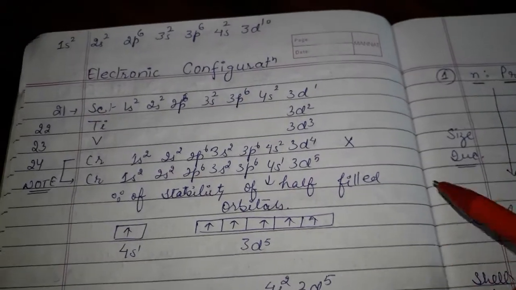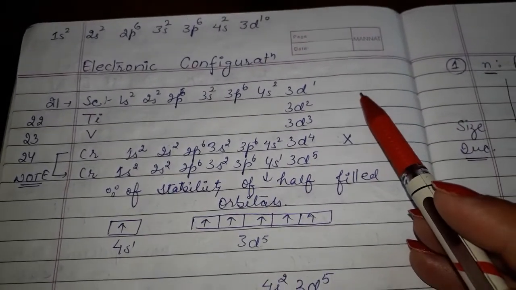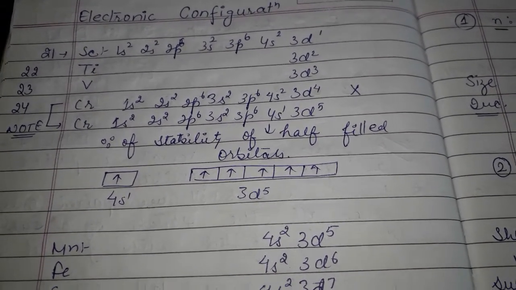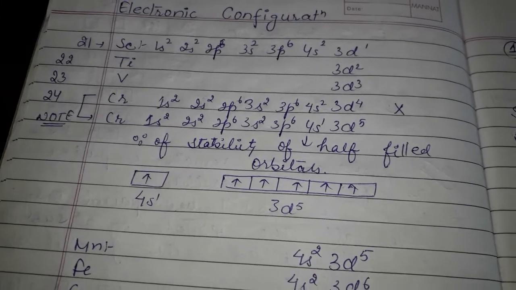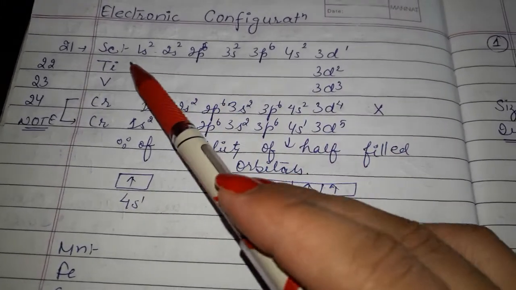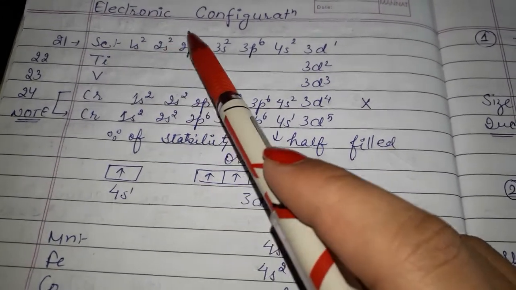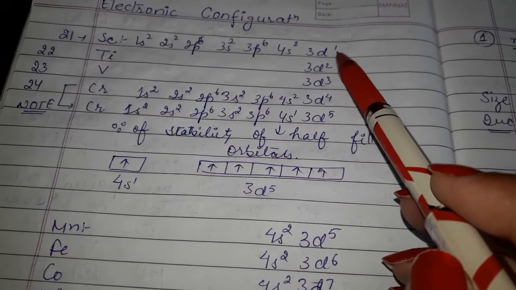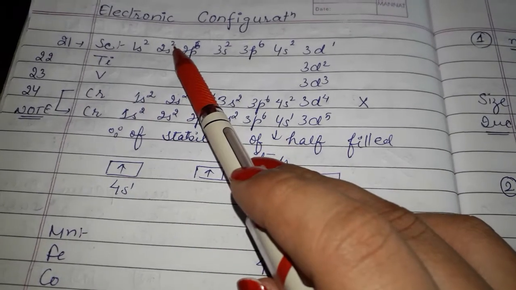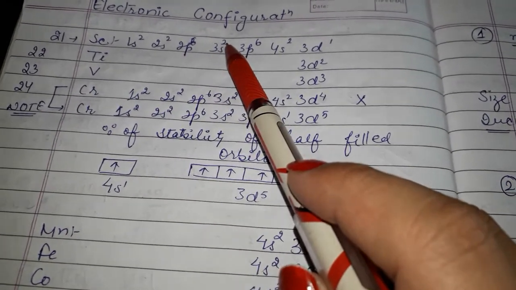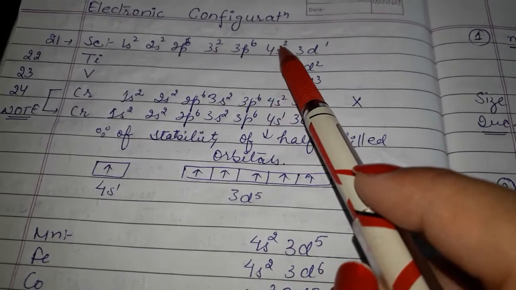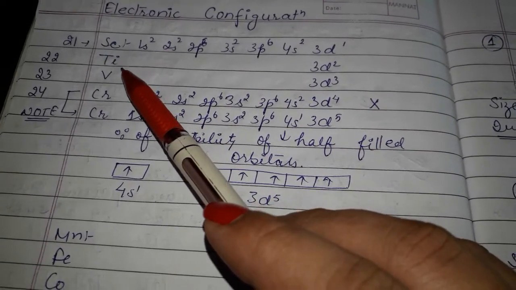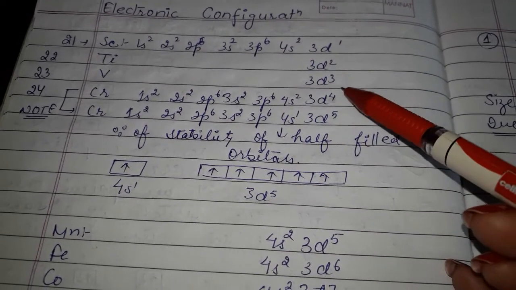I will tell you the configuration from the 21st element to the 30th element, because there are exceptions in this series. 21st is scandium: 1s2, 2s2, 2p6, 3s2, 3p6, 4s2, 3d1. 2 plus 2 is 4, plus 6 is 10, plus 2 is 12, plus 6 is 18, plus 2 is 20, and 1 is 21. Similarly for titanium, for vanadium, 3d2, 3d3.